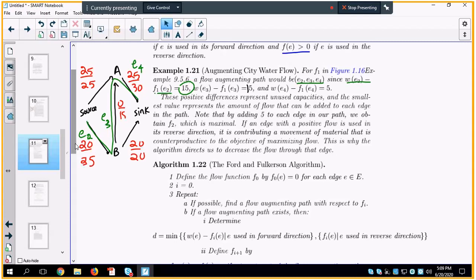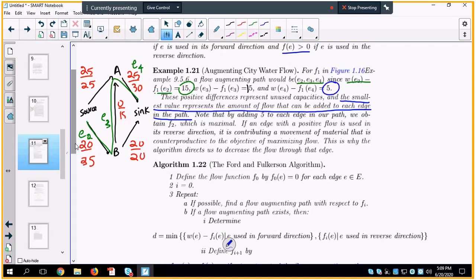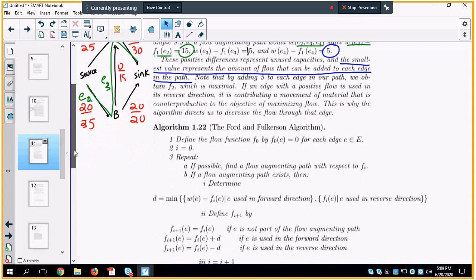So the smallest value represents the amount of flow that can be added to each edge in the path. Because we had this difference of 5, we knew that we could add 5 thousands of gallons or whatever it may be. Okay, so that brings us to our algorithm.